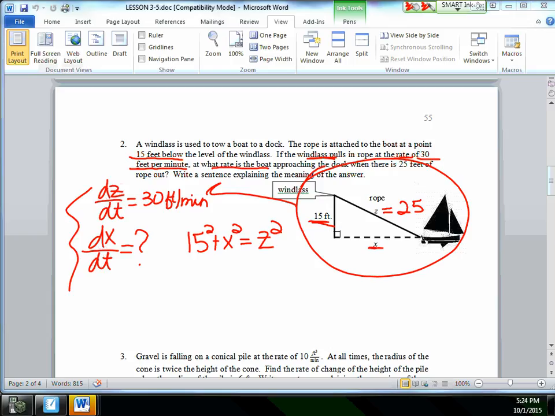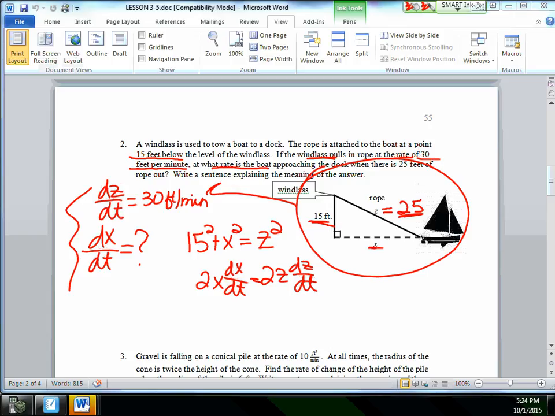So once I have my equation that relates to what I want, we need to take the derivative. What's the derivative of 15 squared? That is 0. The derivative of that would be 2x dx/dt equals 2z dz/dt. So once again, why did we not plug in the 25 for z right now before we took the derivative? The reason being is because that z is changing the whole time. We're just saying at some point it will be 25. This is when you would plug your 25 in, now after we did the derivative.